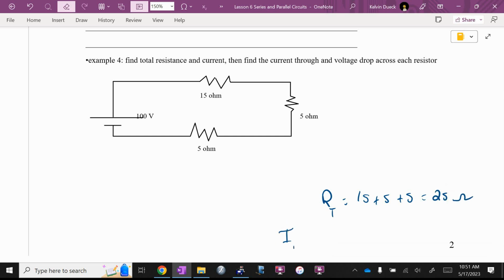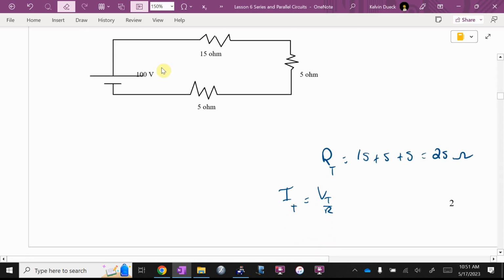What's I total? I total is going to be V total over R total. What's the total voltage from this battery? What's the total resistance? Hey, Mr. Dueck, the answer is always 4. No, I just made up 2 similar examples is all. 4 amps.